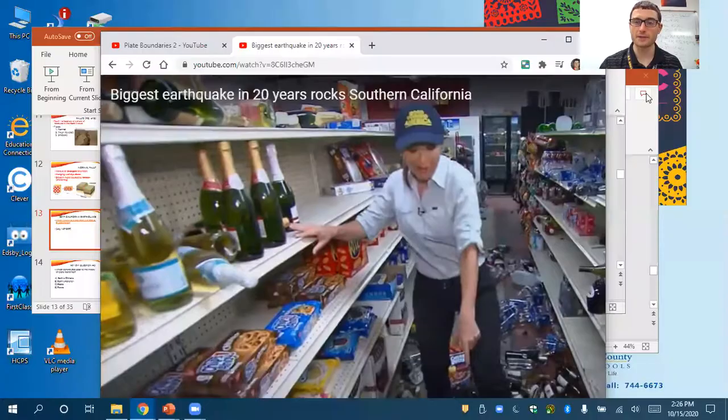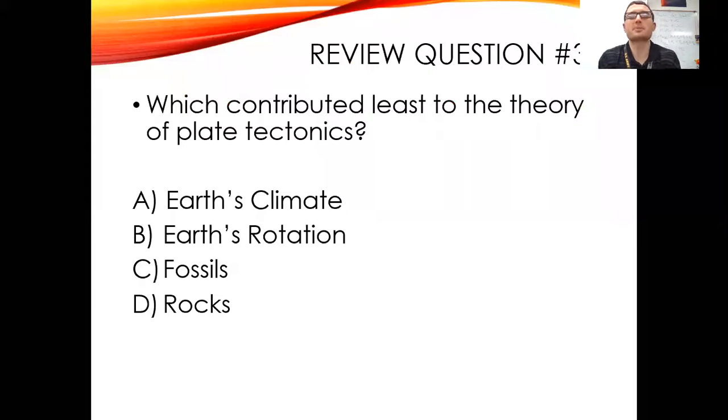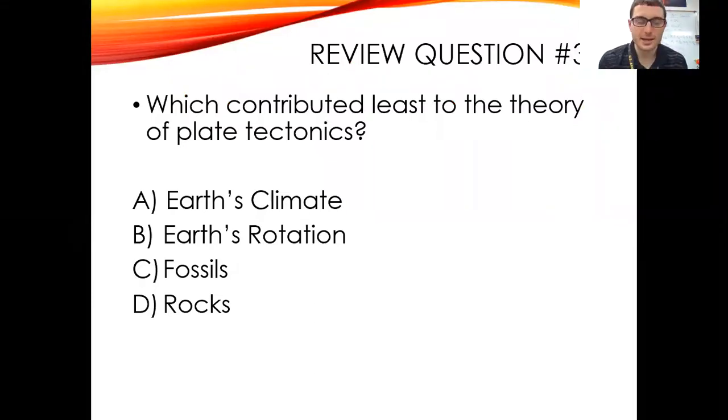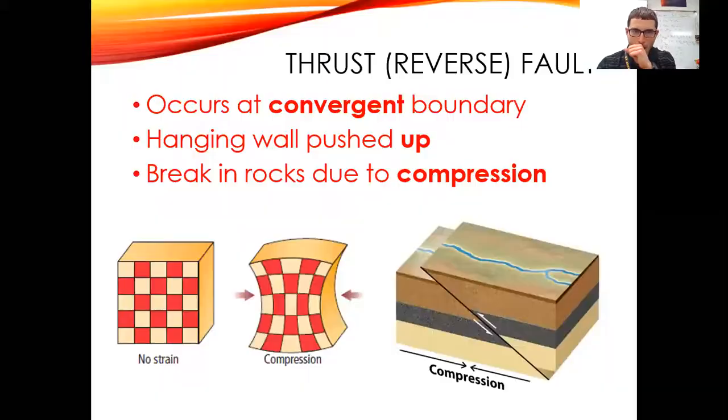All right, let's go ahead and finish our last 2 faults of the day with a little practice question here. Which contributed least to the theory of plate tectonics? A, Earth's climate, B, Earth's rotation, C, fossils, or D, rocks? This is a question that got a lot of people. Pause the video, think about it. Our answer is going to be B, Earth's rotation. Again, Earth's spin has nothing to do with continents moving, okay? Gives us no evidence for continents moving. Again, the spin of the Earth, nothing to do with it. No evidence, right?